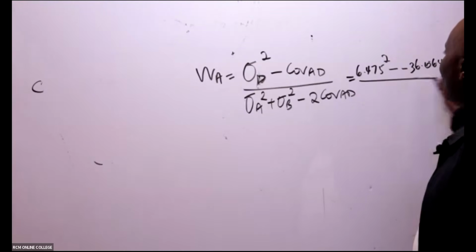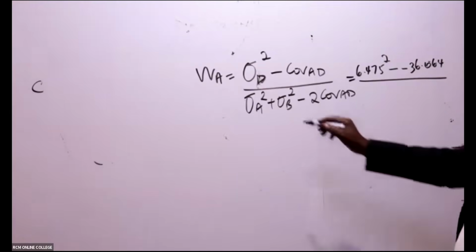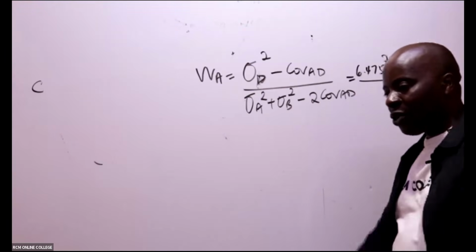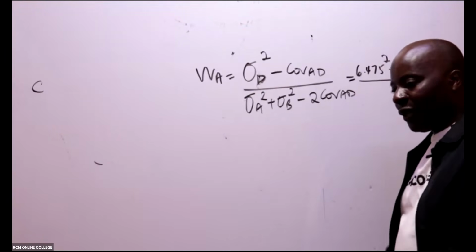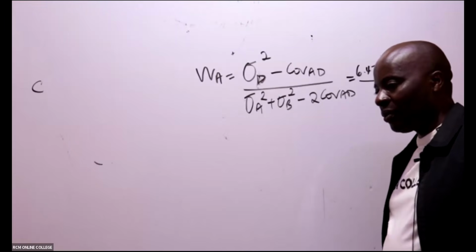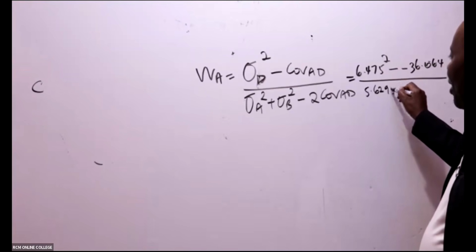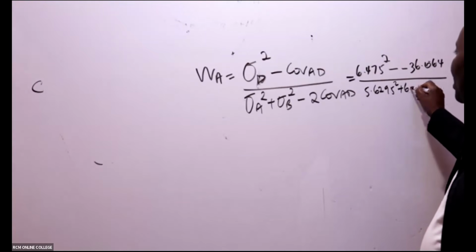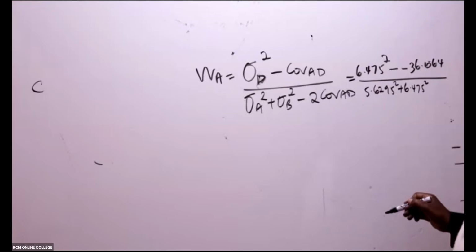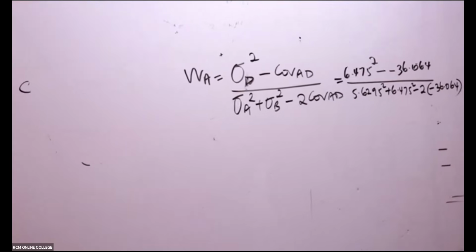And now you have to remind mwalimu what the standard deviation of A was. In the next 2 minutes, I'll be out of this classroom. So it is 5.6295 squared plus, in this case here, 6.475 squared minus twice the covariance, which is minus 36.064. And the covariance itself is negative.